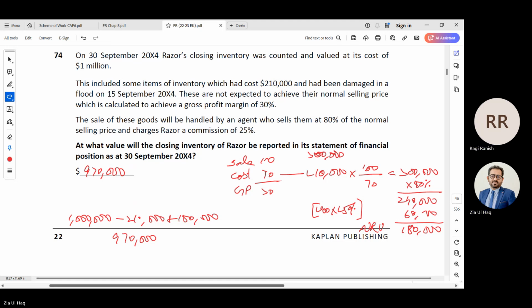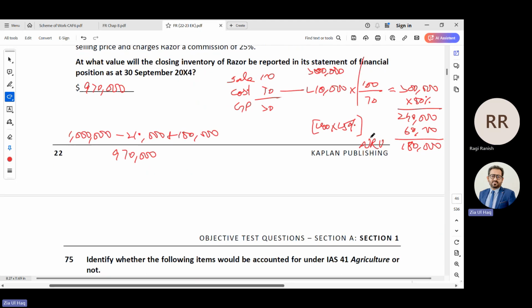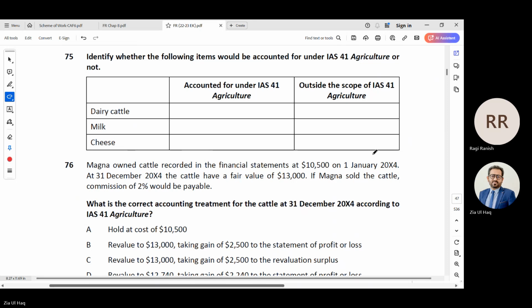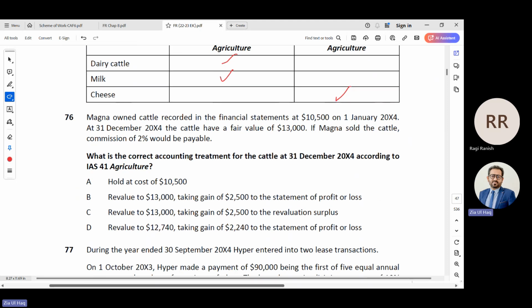Two more MCQs and then we are going to finish. 75. What is accounted for as IAS 41 and not? Dairy cattle, agriculture, milk, agriculture, cheese. No, not agriculture. Last MCQ, 76, and finish. Good luck, everybody.